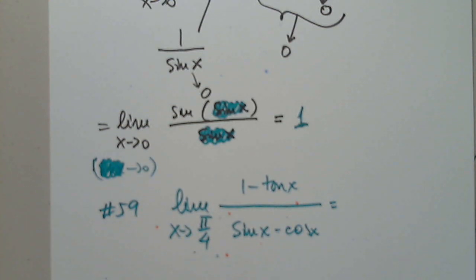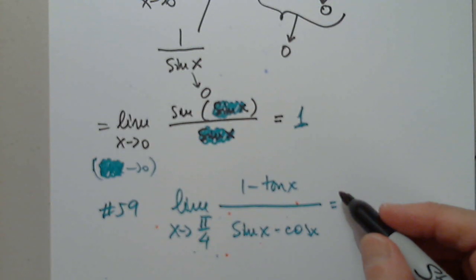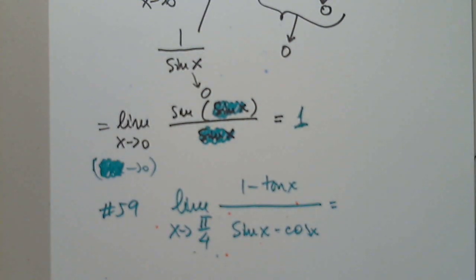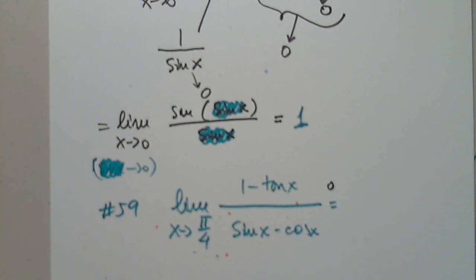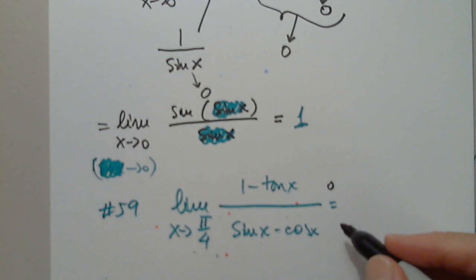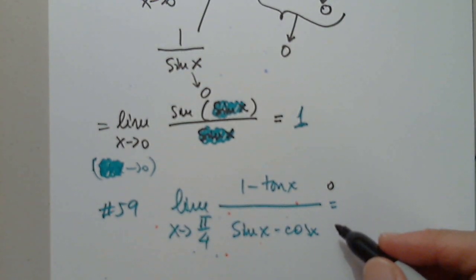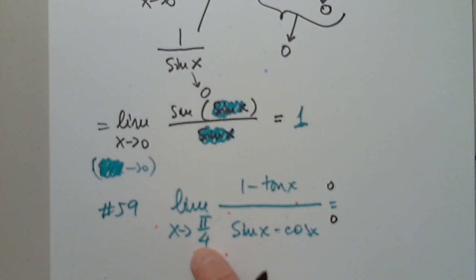Plug it in and tell me what you get at the top. Where is the numerator going? Wouldn't it be 0? Yes, 1 minus tangent pi over 4, which is 1. 1 minus 1 is 0. Awesome. What about the denominator? Also 0? Yes, because they are the same at pi over 4. Square root of 2 over 2 minus square root of 2 over 2 is 0.